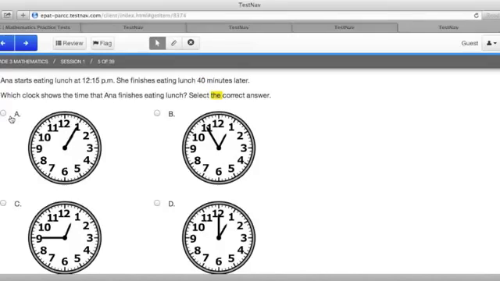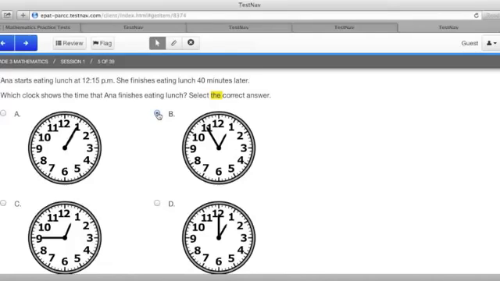There are 4 clocks shown, A, B, C, and D. You can choose any one as your answer. What's important is to make sure that your last choice is the correct one. From 12:15, adding 40 minutes should get us to 12:55. B is the right answer.